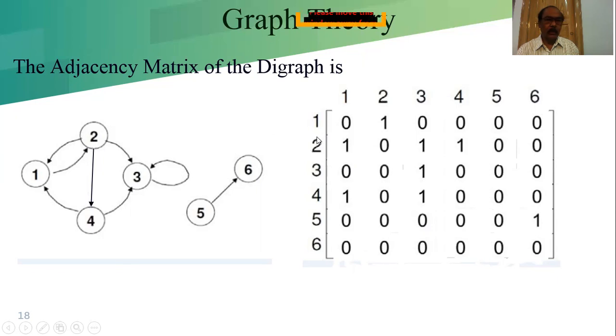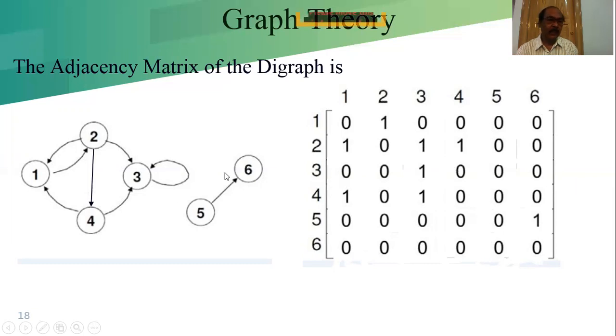2 to 3 and 2 to 4, 1. And 2 to 1 is also there. Again, if we consider 3, there is only one edge, that is the self loop at the 3 element. That means A33 is 1 and all other elements are 0.